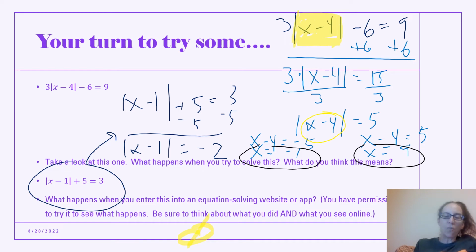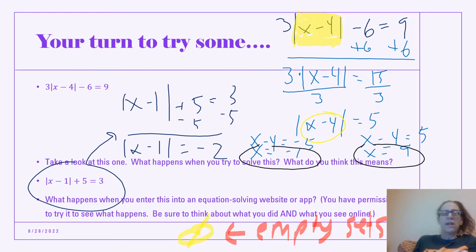Okay, so that symbol is the symbol for the empty set. We don't really talk about sets a whole lot in high school. We should, but we don't. And it means that there is no solution. It means that there are no number values that you could plug in for that variable that will make it true. Everything you plug in will be false.